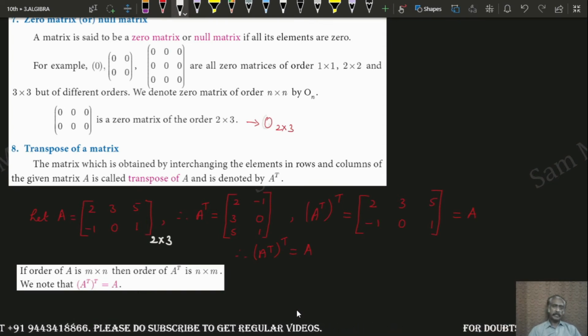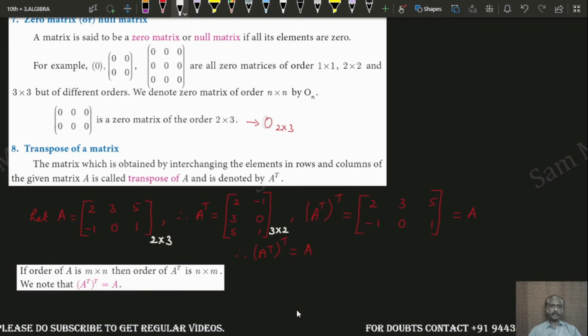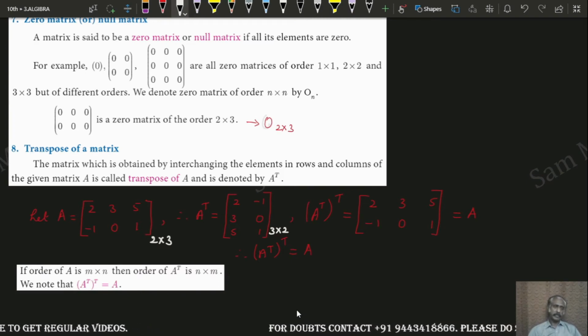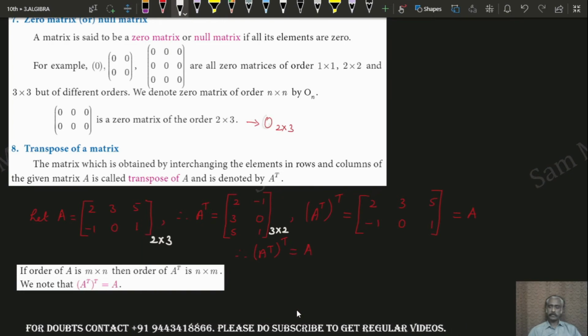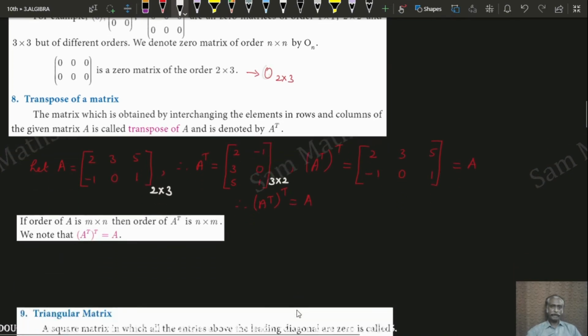This is 3 rows and 2 columns, 3 by 2. Are you clear, children? That is what they gave in the note. If the order of A is m by n, then the order of A transpose is n by m. Also, we note that the whole transpose of A transpose is equal to A itself.